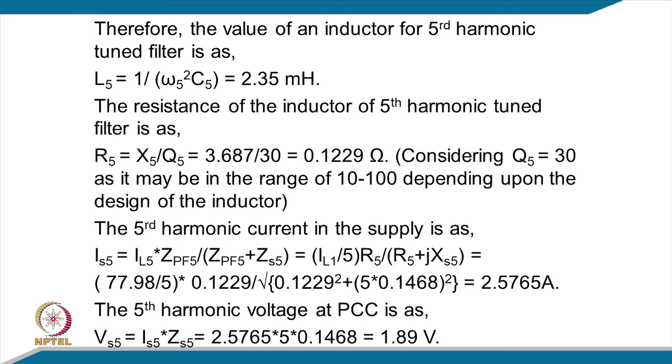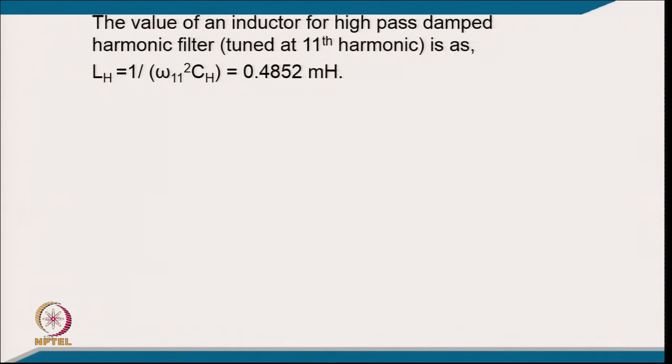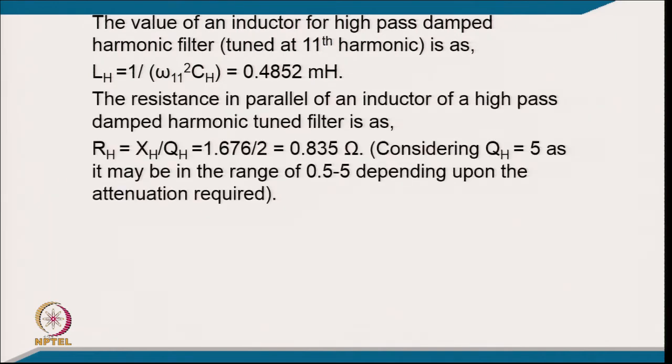The seventh harmonic current in the supply will be IS7 equal to IL7 into ZPF7 divided by ZPF7 plus ZS7, and keeping the value, it comes 0.948 ampere. The seventh harmonic voltage at the PCC is equal to IS7 ZS7. So, keeping the value, it comes 0.9744 volt. The value of the inductor for the high pass damped filter for 11th order will be 1 upon 11 square into CH. So, it comes 0.4852 millihenry.